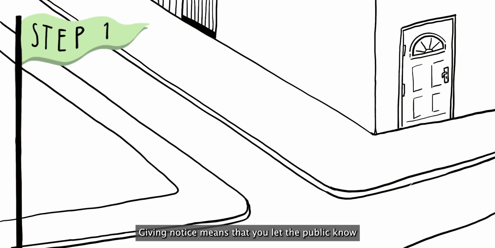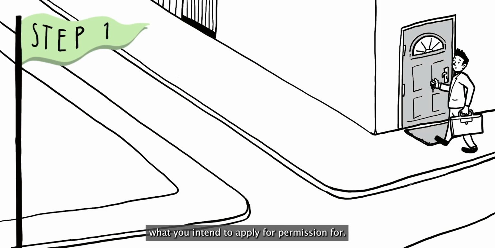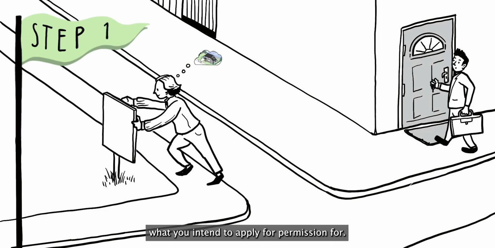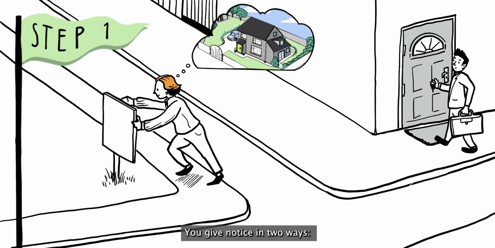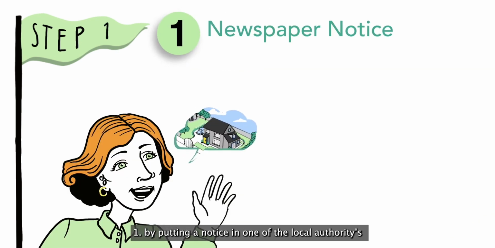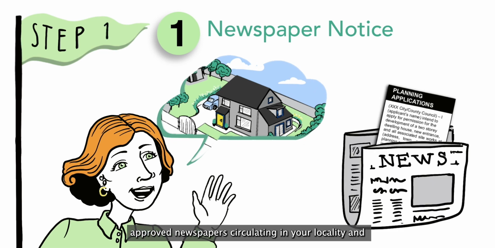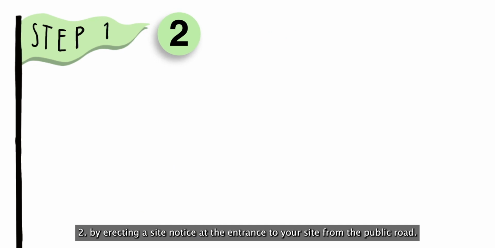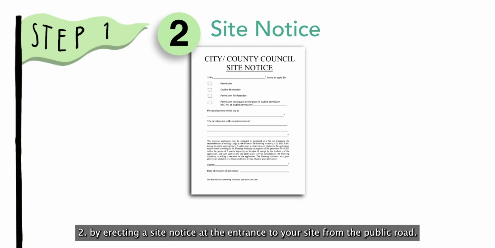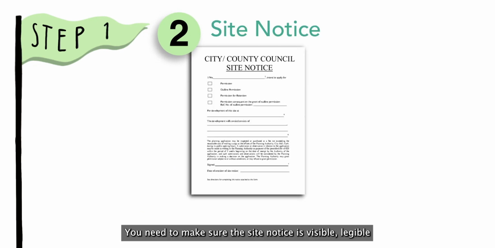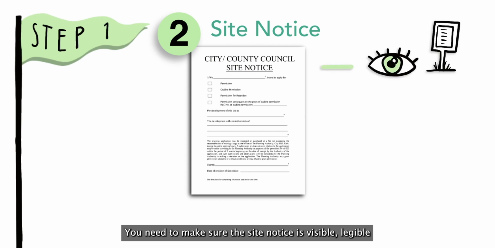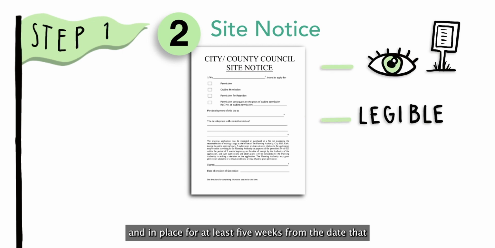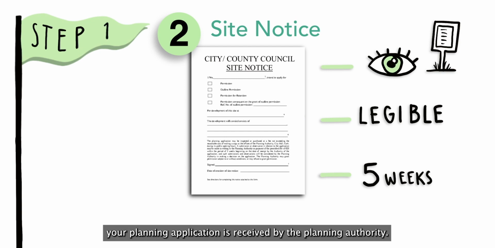Step 1. Giving notice. Giving notice means that you let the public know what you intend to apply for permission for. You give notice in two ways. 1. By putting a notice in one of the local authorities' approved newspapers circulating in your locality, and 2. By erecting a site notice at the entrance to your site from the public road. You need to make sure the site notice is visible, legible, and in place for at least 5 weeks from the date that your planning application is received by the planning authority.